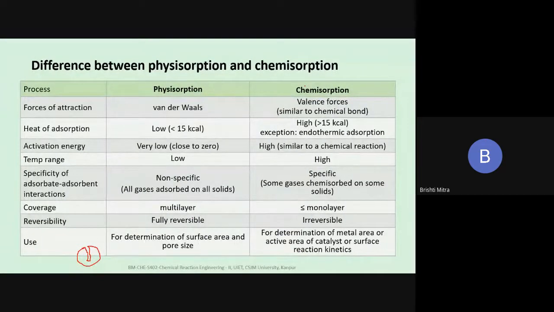And where do I use the chemisorption process? In the chemisorption process, we use it for determination of metal area or active area of a catalyst, or surface reaction kinetics. So suppose we have a situation where we have a catalyst surface.